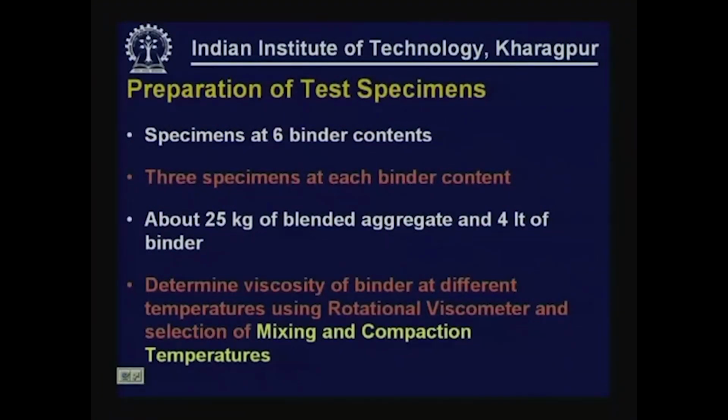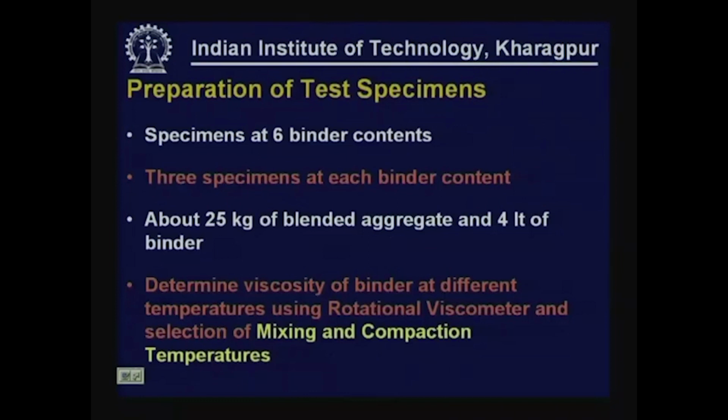Normally specimens are to be prepared at 6 different binder contents, and at each binder content normally 3 specimens are to be prepared. So, if you take about 25 kg of blended aggregate and about 4 liters of binder, that would normally be sufficient to cover these 6 binder contents and 3 specimens at each binder content.